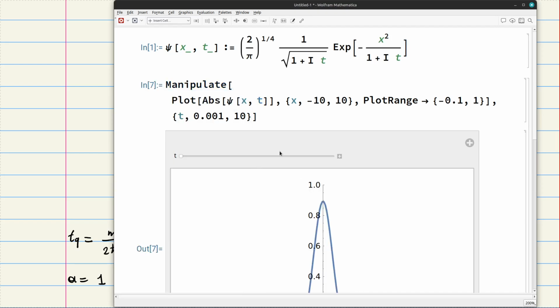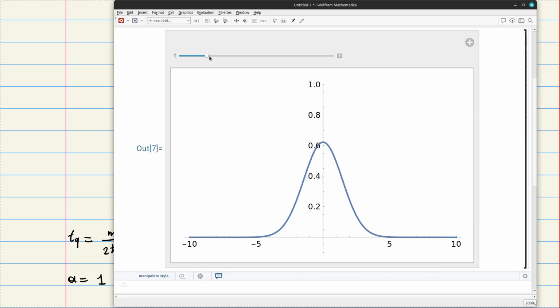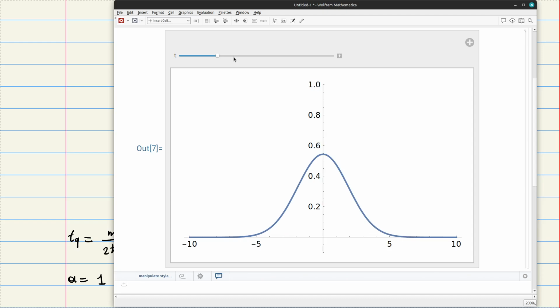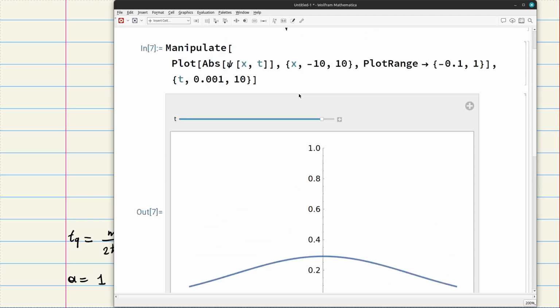Okay, good. Now it's working. So this is t is equal to 0. I increase time a little bit. I increase time. As you can see, this wave function is expanding, expanding, expanding. And as time goes bigger and bigger, it's getting flatter and flatter.